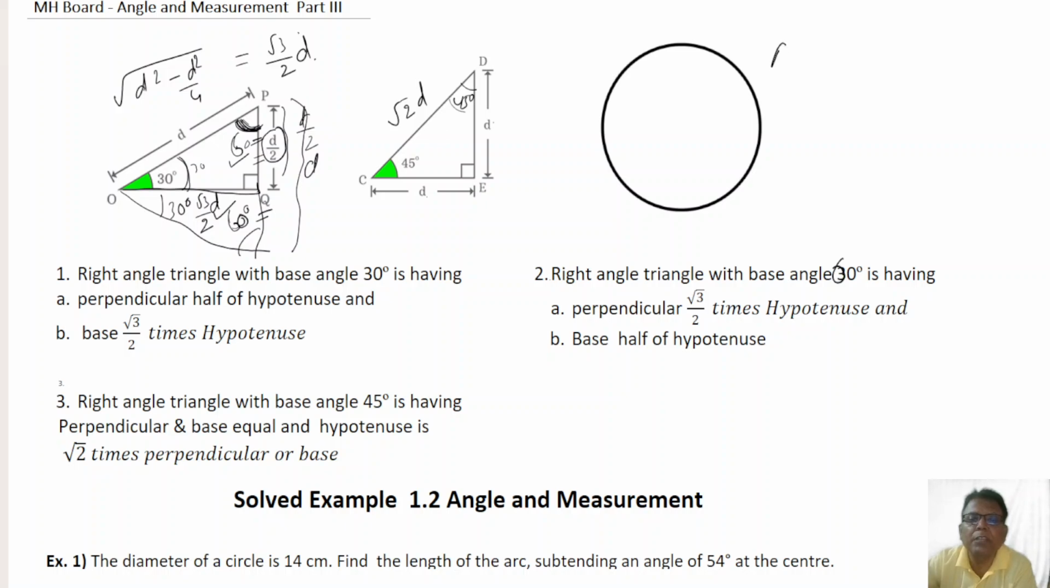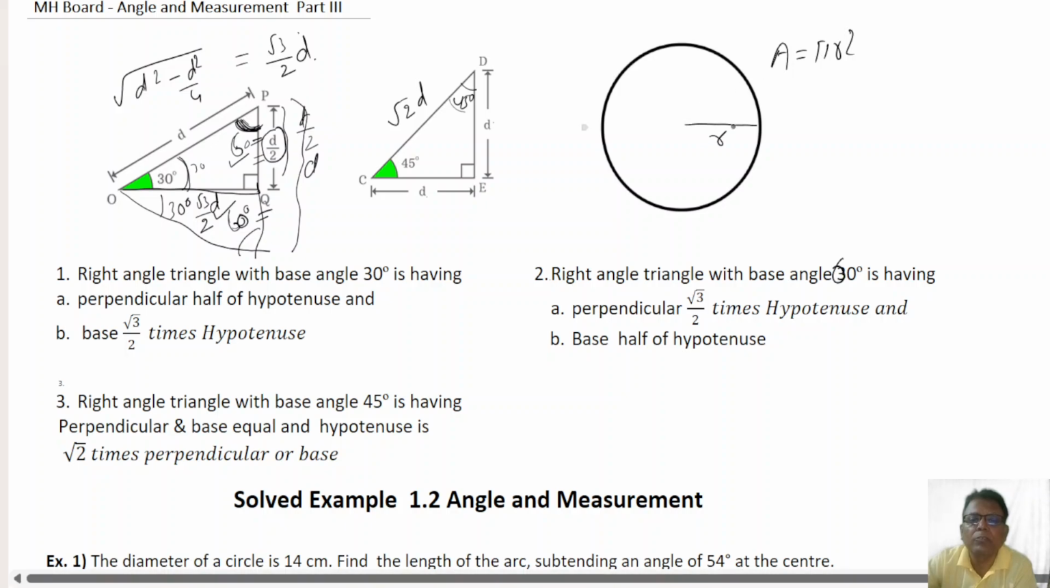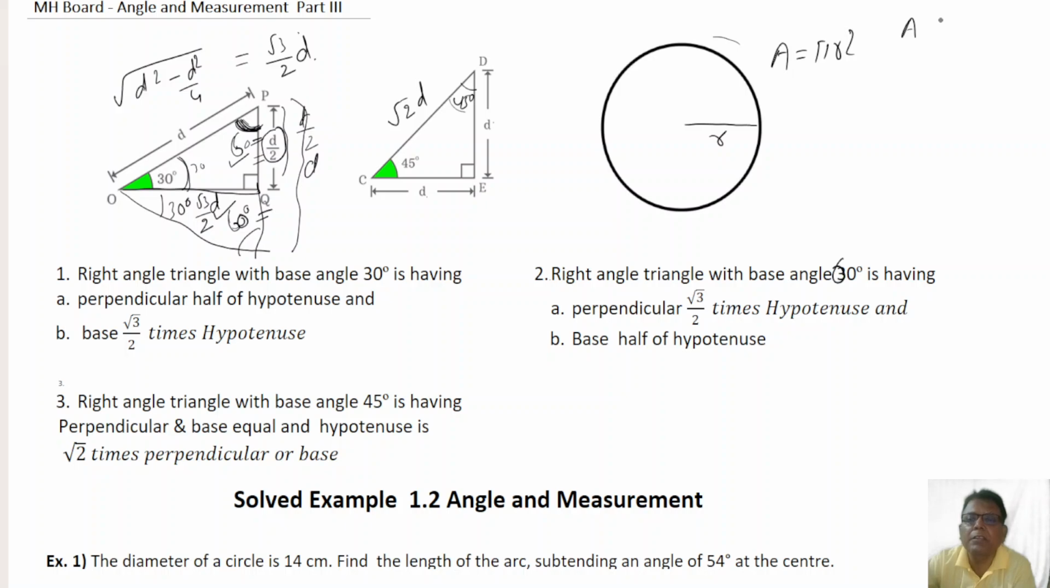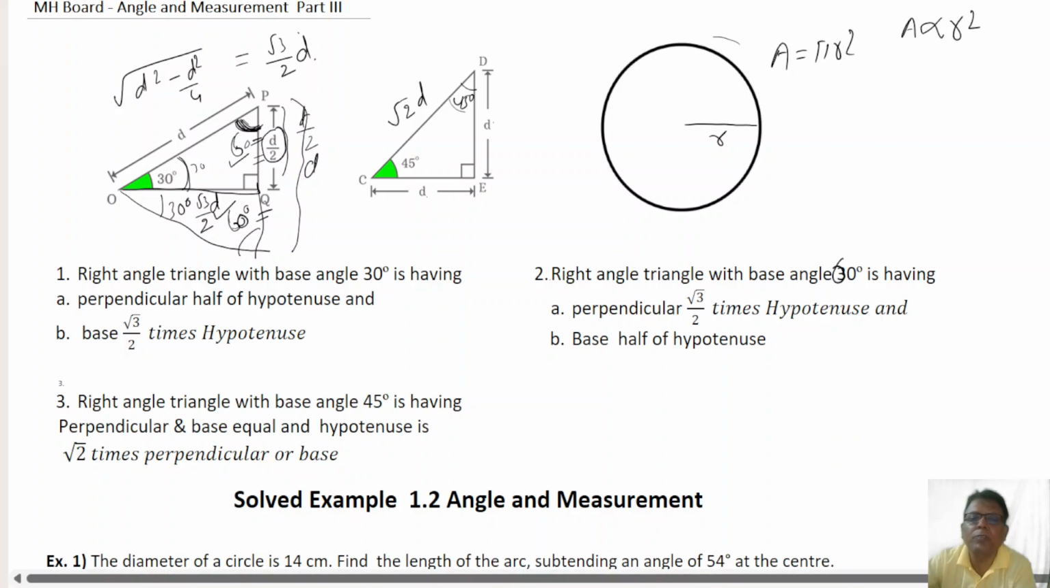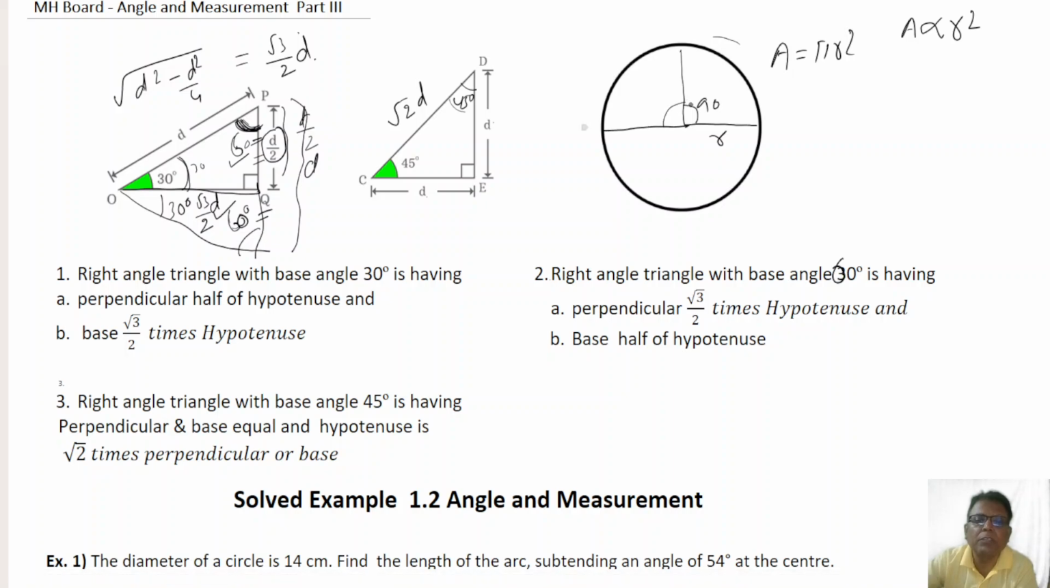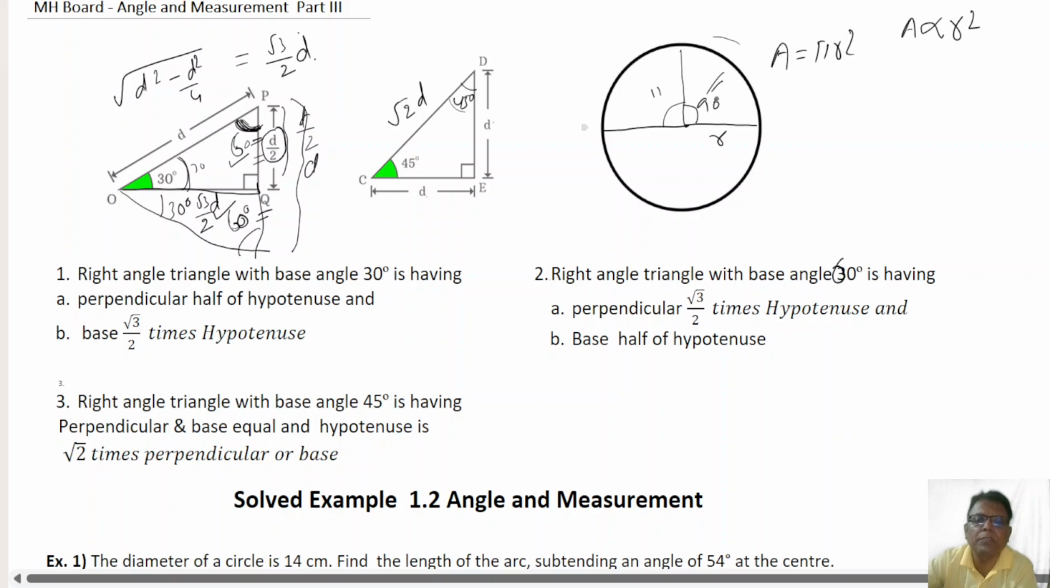Now come to the area of a circle. We know the area of this circle is A equal to pi r square if the radius is r. So if we increase the radius, then area will also increase. That means area is directly proportional to r square. And suppose this one is 90 degrees, and now this one is 180 degrees. So area has increased if we double the angle. That means area is directly proportional to theta. So if you combine both, then area is k r square theta.